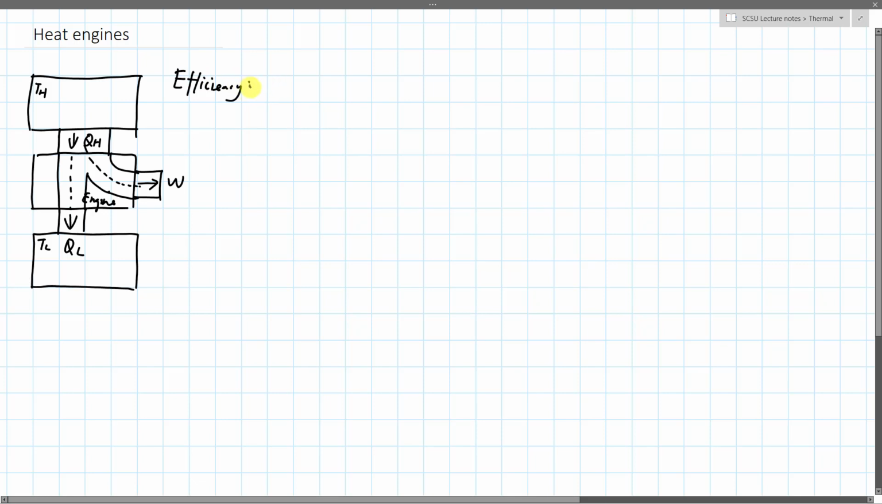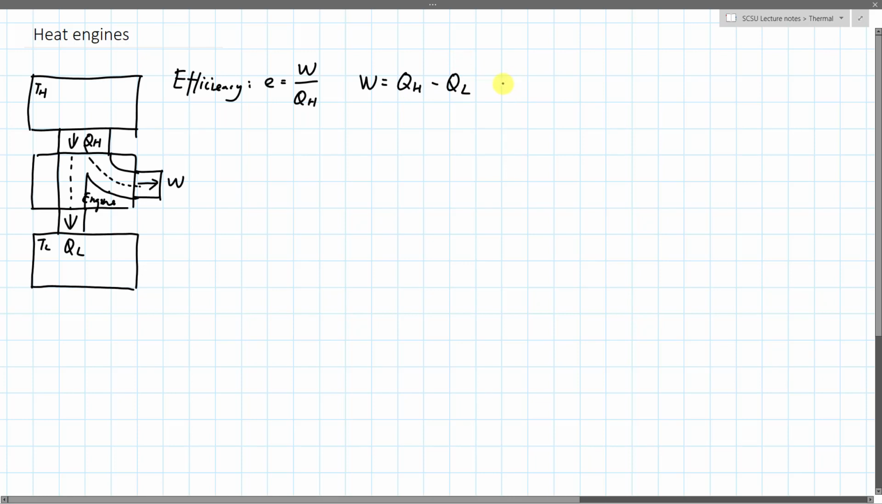So in this way, we can define an efficiency. The efficiency is defined as how much work we can harvest compared to how much heat was sent by the high temperature reservoir. For example, we burn some fuel. The fuel actually results in a certain amount of heat released. So this is the efficiency. And according to the first law of thermodynamics, we have work done equals heat from the high temperature source minus heat to the low temperature source.